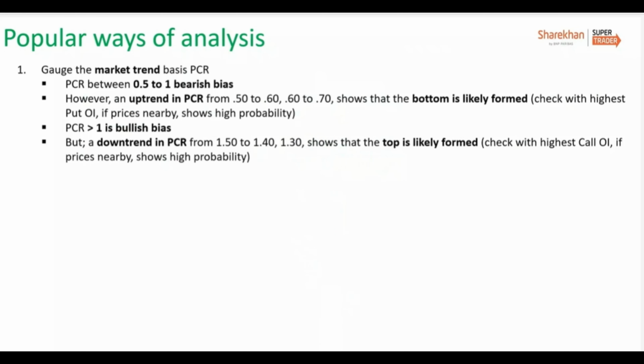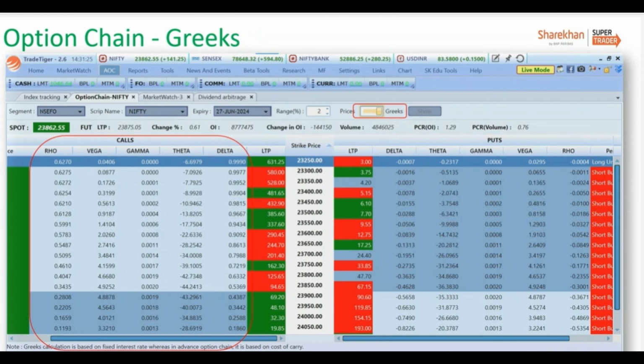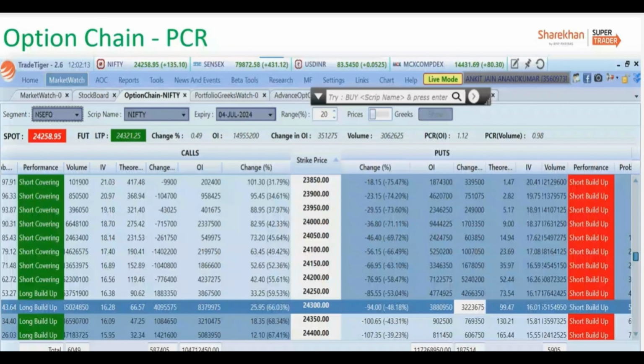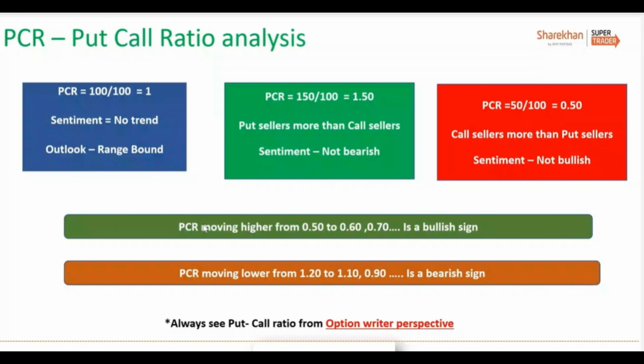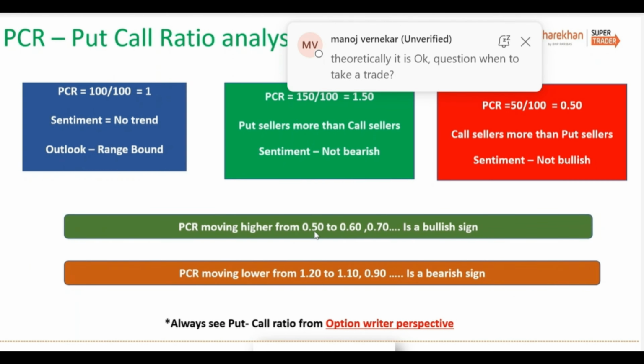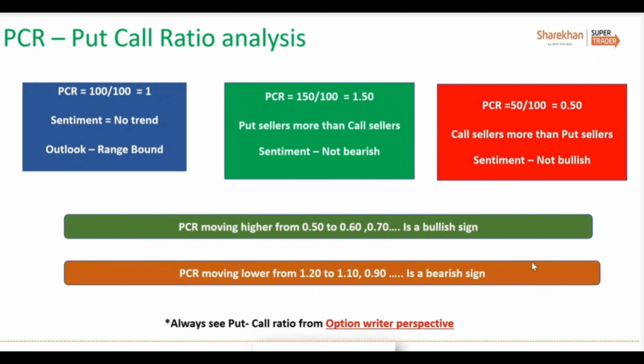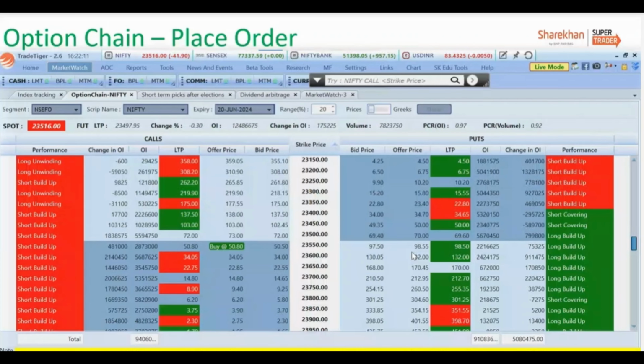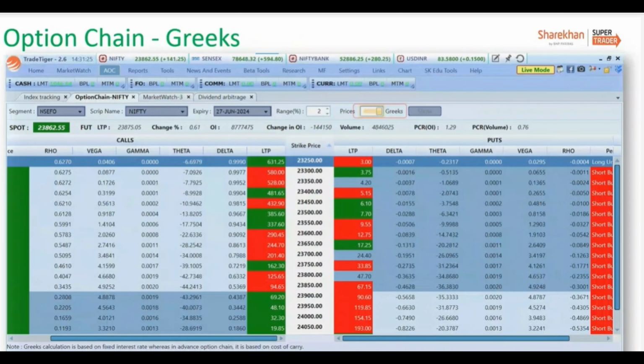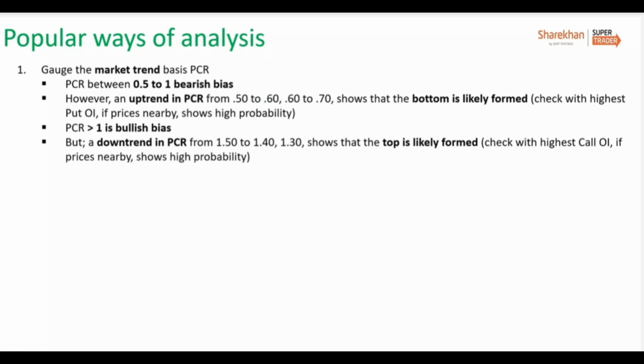But if you can see this slide, I will go back to that slide for your reference of PCR. PCR moving higher from 0.5 to 0.6 to 0.7. It's a bullish sign. As of now, I would say as the PCR shows, markets are not completely bullish, but they are showing some bullish signs. Okay.